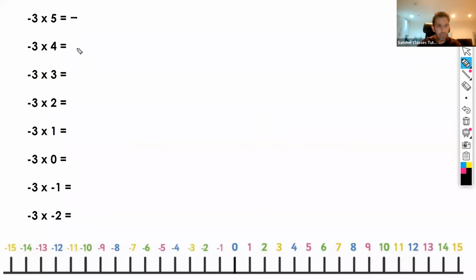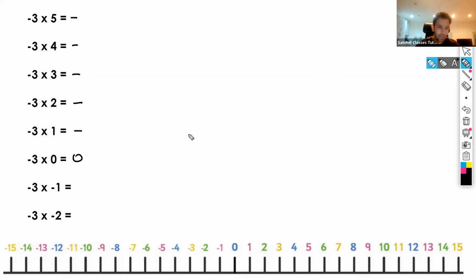So this is going to be negative, this is going to be negative, this is going to be negative, this is going to be negative, this is going to be negative. Well, -3 times 0, that's just going to be 0. Anything times 0 is 0, whether it's positive or negative. And then we get to this point here where we have -3 times -1. So we're doing a negative number multiplied by a negative number.